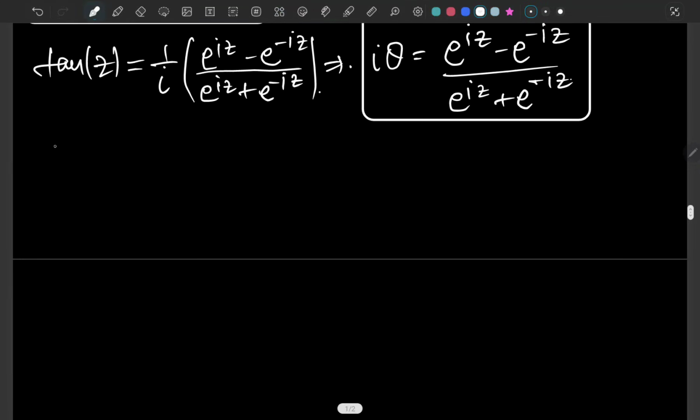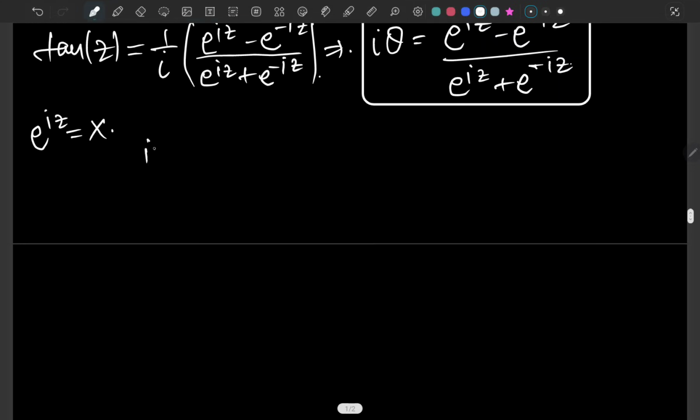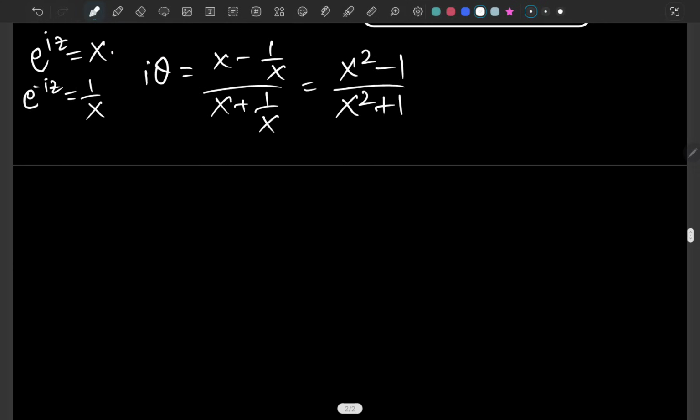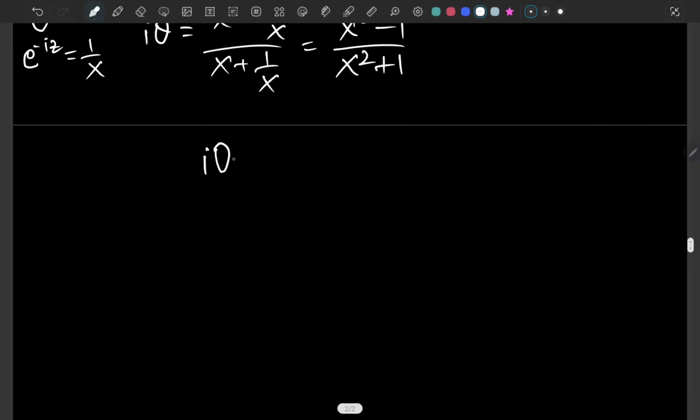Okay, and now what I'm going to do next here is let e^(iz) equal x, right? So that's going to give us i theta equals (x - 1/x) over (x + 1/x), because e^(-iz) is 1/x, we know that. And that can further be written as (x² - 1)/(x² + 1), right? So basically we have i theta equals (x² - 1)/(x² + 1).